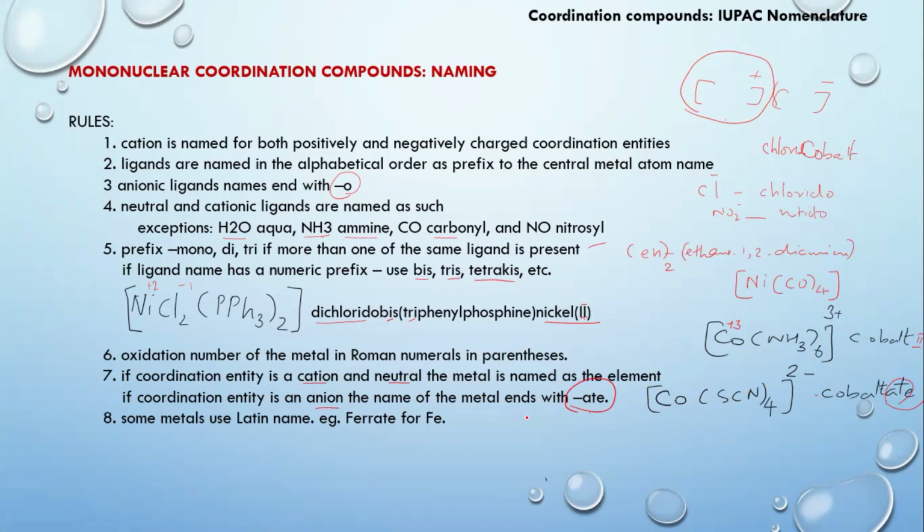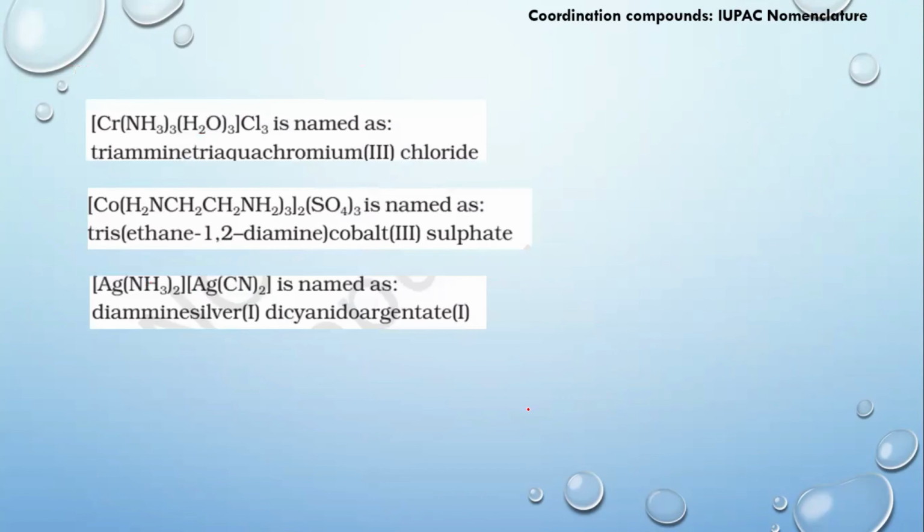And another important rule is that some of the metals use their Latin names. For example, for iron we use ferrate, and when silver is a part of the anion, we'll use argentate. So we will see some examples.